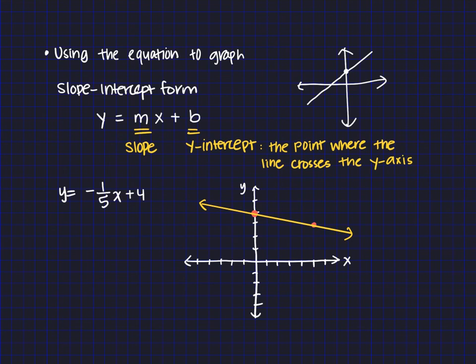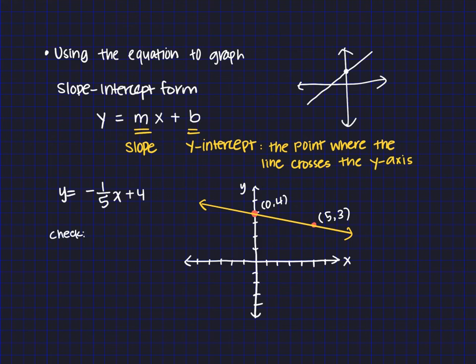If you want to double check it, you can use these 2 points as your coordinate points and then plug them into your equation. So my points were 0, 4 and then 5, 3. Let's go ahead and plug them into our equation and see if it's correct. So I check.